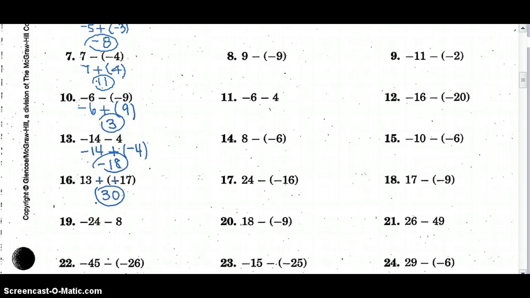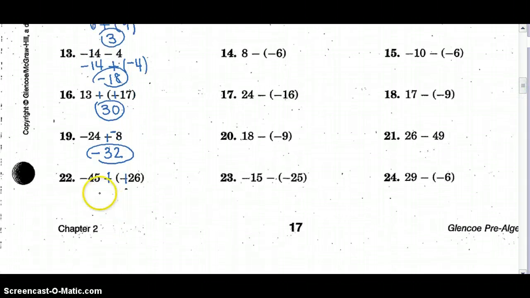See how you can do that without having to recopy the problem. We're going to add a negative 8. So we have two negatives, so it stays negative and makes negative 32. Here we're going to add the opposite, makes two positives. So I'm showing you how you can work through it without having to rewrite the problem.